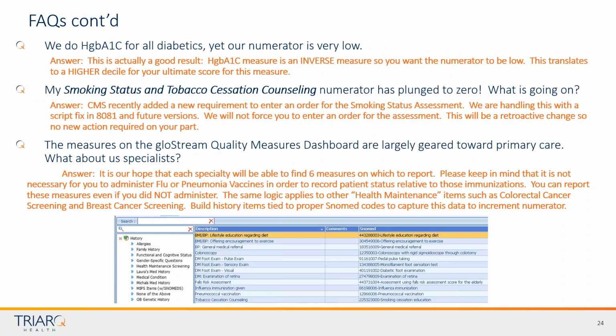Speaking of hemoglobin A1C, I am documenting that darn value on every diabetic and my numerator is like 0. Well, guess what? That's actually a good score. The hemoglobin A1C measure is an inverse measure. If you read it carefully, it's hemoglobin A1C in poor control. So if you don't measure it, or if it's over 9, your numerator is going up. That's bad. You want this to be a low one. So be aware of what it is that constitutes success for each measure.